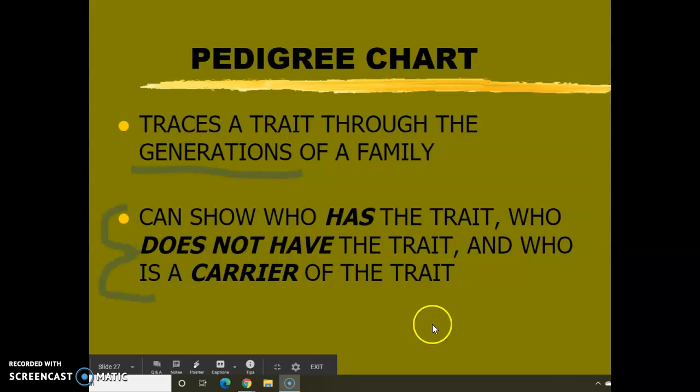Okay, and let's look at 28. Pedigree chart. We'll learn to read one of these here in a day or two. Go ahead and write that it traces a trait through the generations. And I want you to write this phrase then below it. It can show who has the trait, who does not have the trait, and who is a carrier of this trait.